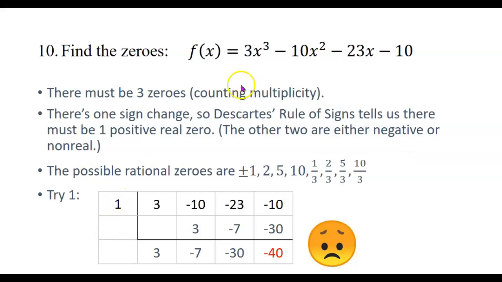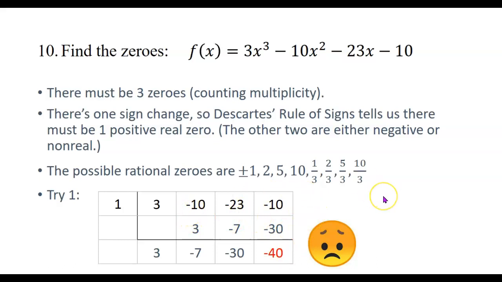If we try one by setting up synthetic division with the 3, negative 10, negative 23, negative 10, and 1 out in front, bring down the 3. 1 times 3 is 3. Negative 10 plus 3 is negative 7. 1 times negative 7 is negative 7. Negative 23 plus negative 7 is negative 30. 1 times negative 30 is negative 30. And negative 10 plus negative 30 is negative 40. So we didn't get 0, which means that 1 is not a zero of this polynomial.